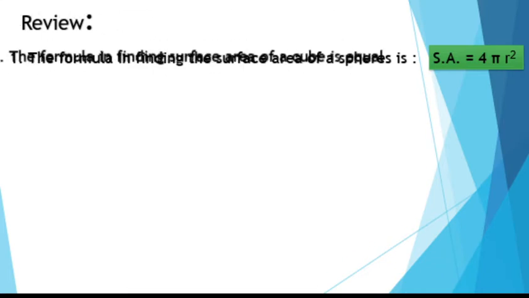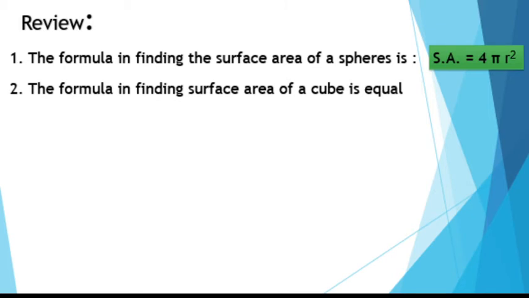Next, what is the formula in finding the surface area of a cube? Okay, surface area of a cube. So that is equals to 6 times s squared, or 6 times side times side.